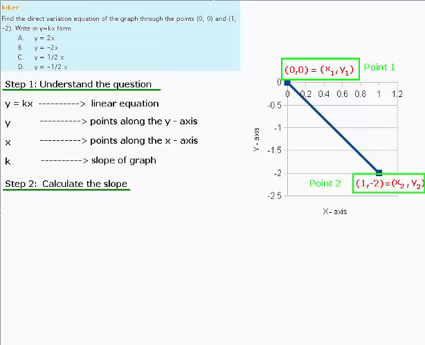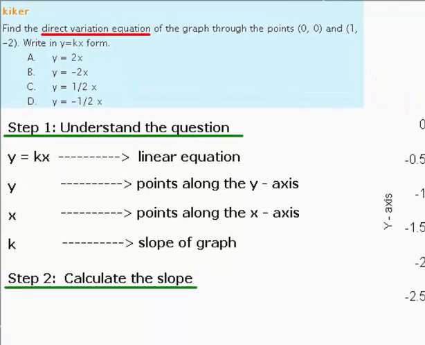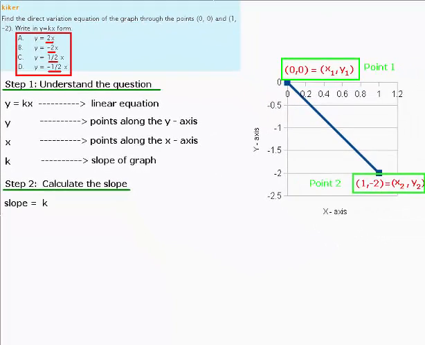The reason being is that when we refer back to the original question, which is asking us to find the direct variation equation and to write it in the y equals kx form, we can see from our options that only the constant changes from a, b, c, and d. In a previous session, we discussed that in order to calculate the slope, or the k value of a linear equation, you simply have to calculate the rise over the run, or in other words, the difference in the y values of the points divided by the difference in the x values of the points.